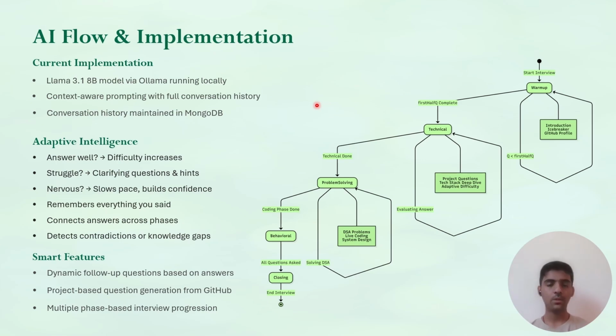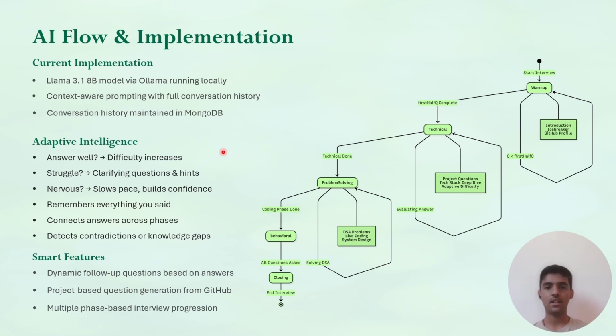Okay, now that you know how the system works, let's quickly see how the intelligence of the system works. We use Llama 3.1 with 8 billion parameters via Ollama running locally because it gives us the best balance between performance and cost. The AI uses full conversation memory, so every answer is generated using the entire interview context, and everything is stored in MongoDB.